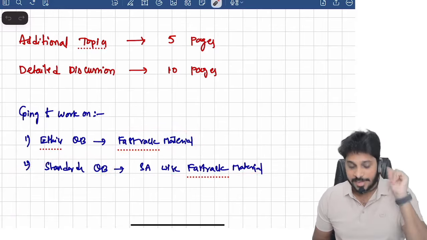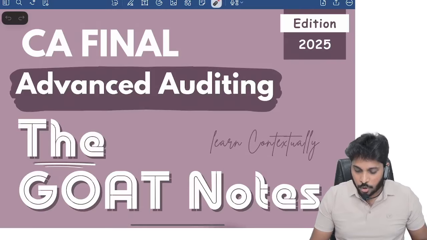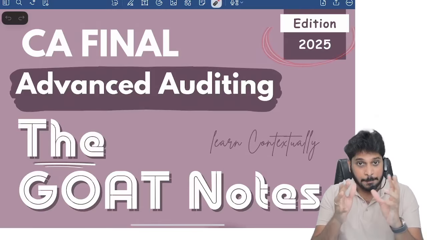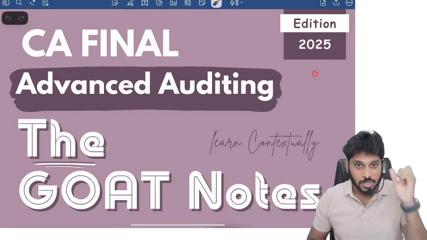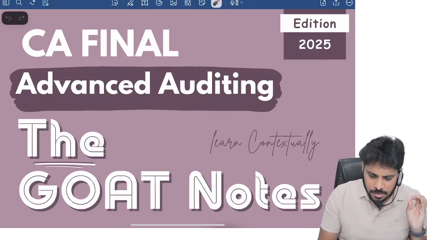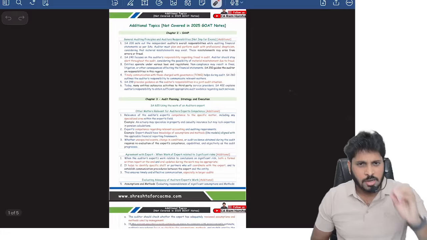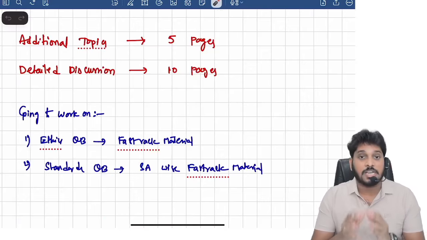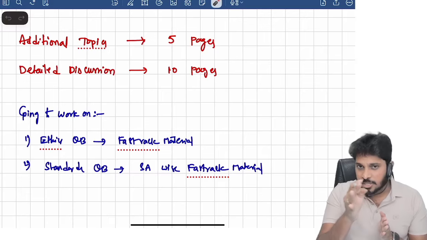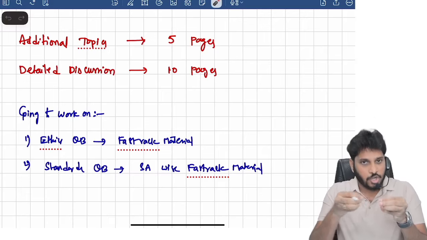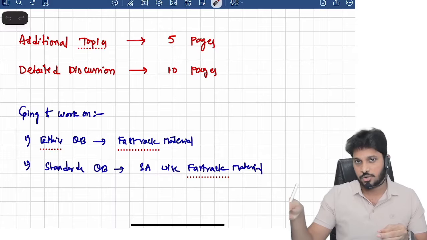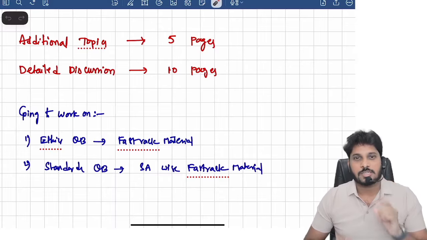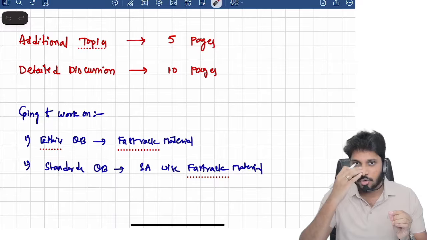Fastrack material. Wait, those of you who have ordered my physical GOAT Notes or taken a printout of the PDF of the same edition 2025: in this particular notes, there are 5 pages worth of topics which got accidentally missing. See, it's not actually missing. We intentionally did not cover them there because they are already covered in the question bank. But then some students are struggling again to open the question bank and note down those topics.